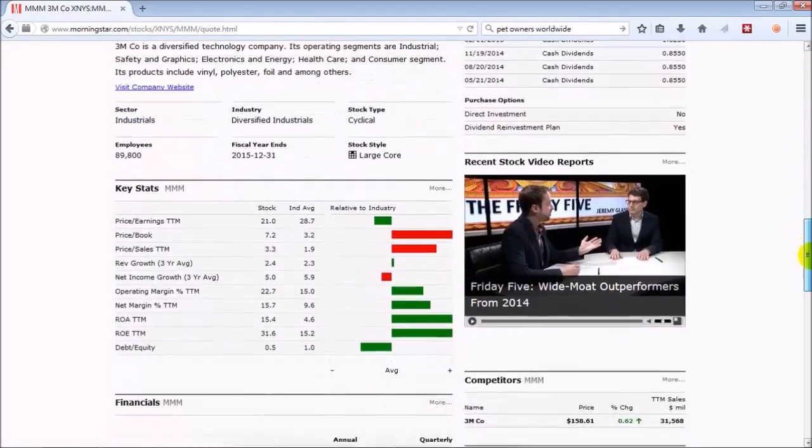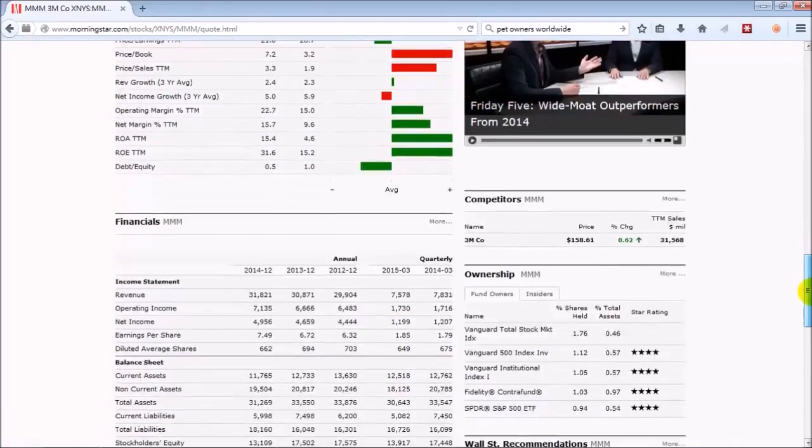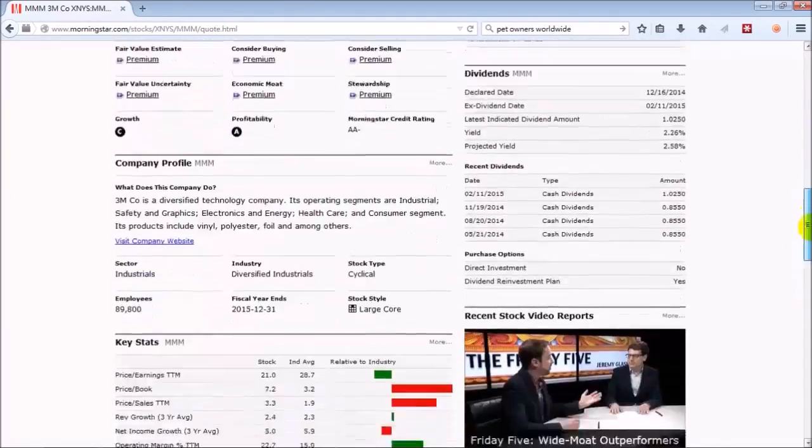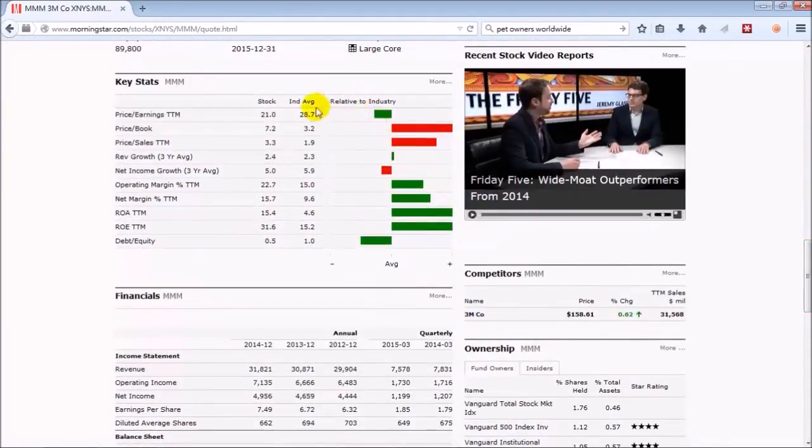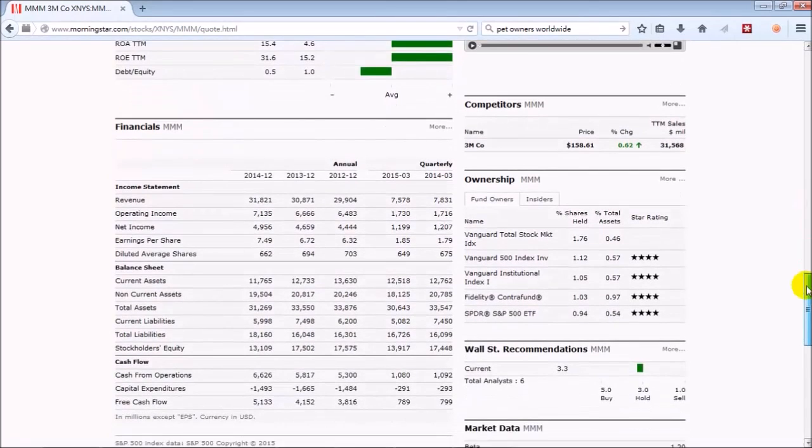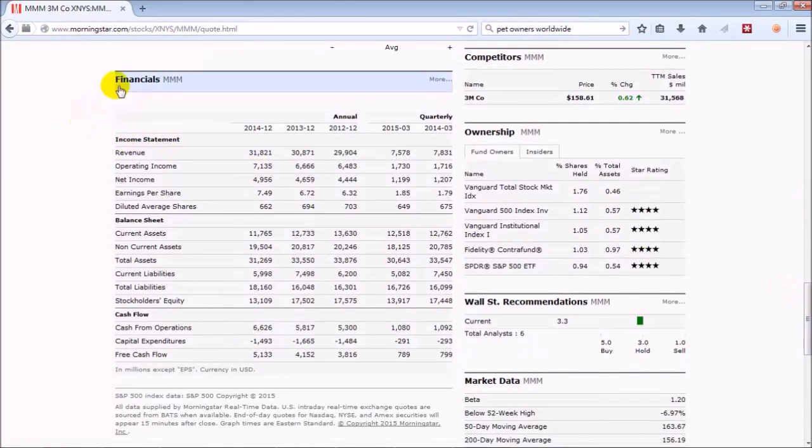Another thing you're going to look at is, one good thing about Morningstar is you can look at the stocks and determine whether they're good comparative to their industry. But we're not going to look at that today. We're just going to look at some basics. So here's the financials. The financials are going to tell you how the company is doing as a company, if it's making money, if it's losing money.